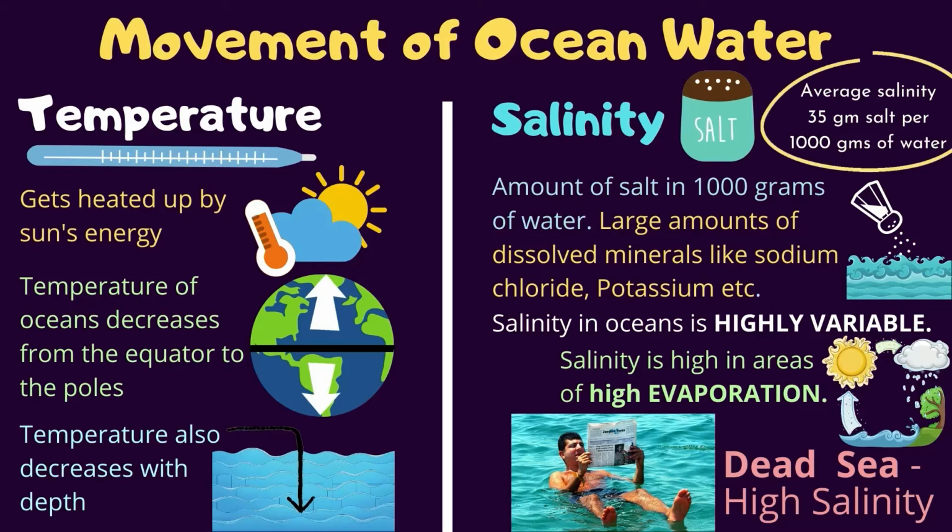So can you see the Earth? Can you see the picture of the Earth? And can you see the black line in between? That's the equator. And can you see those arrows? Both the arrows are going away from the equator. So what does that mean? As you move away from the equator, the temperature of oceans decreases. The water becomes cooler as you move away from the equator.